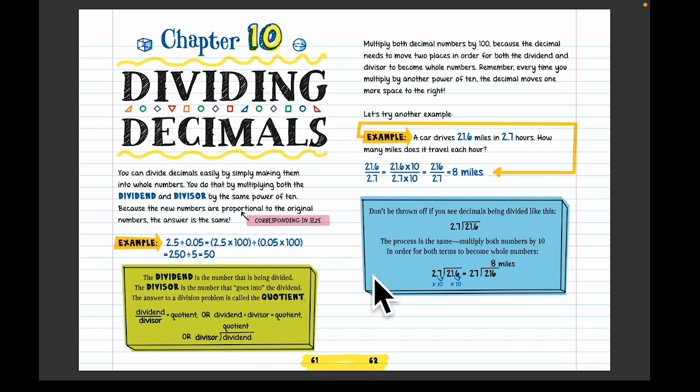both the dividend and divisor to become whole numbers. Remember, every time you multiply by another power of 10, the decimal moves 1 more space to the right.